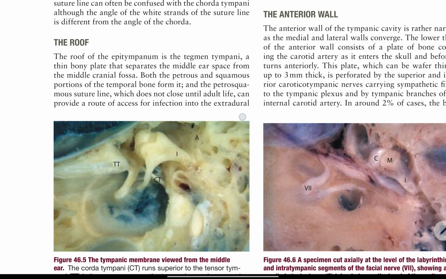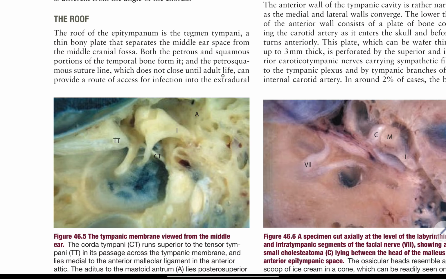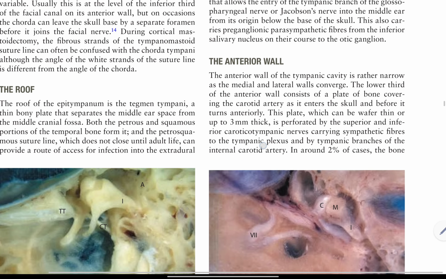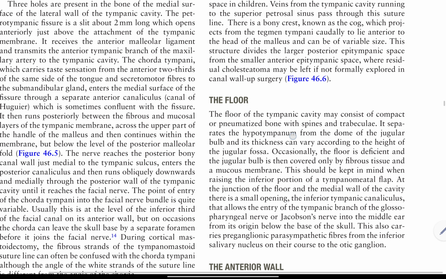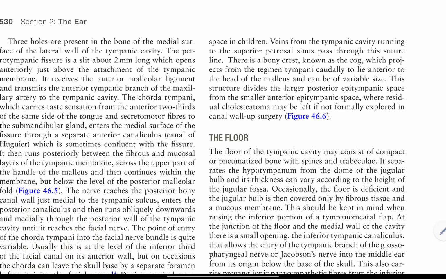The roof. The roof of the epitympanum is the tegmen tympani, a thin bony plate that separates the middle ear space from the middle cranial fossa. Both the petrous and squamous portions of the temporal bone form it, and the petrosquamous suture line, which does not close until adult life, can provide a route of access for infection into the extradural space in children. Veins from the tympanic cavity run to the superior petrosal sinus and pass through the suture line.